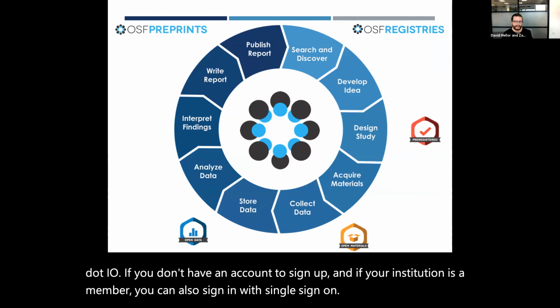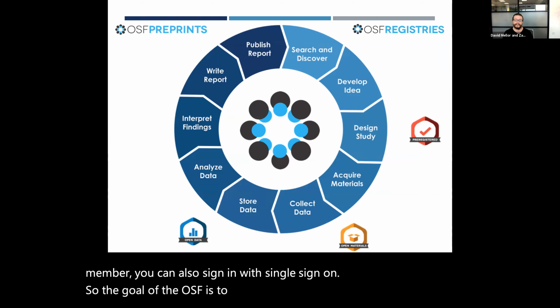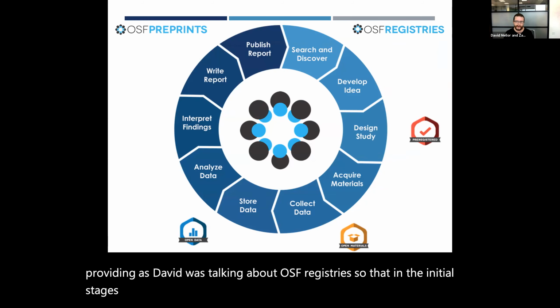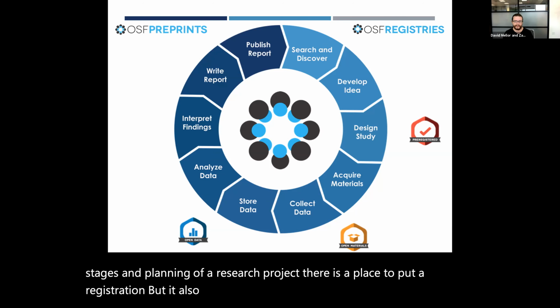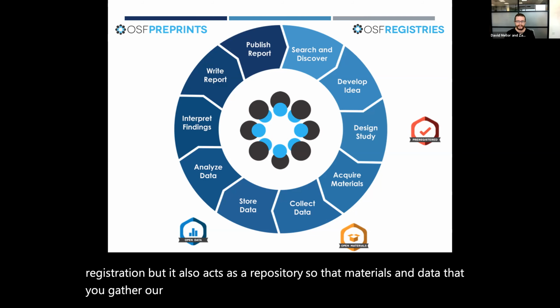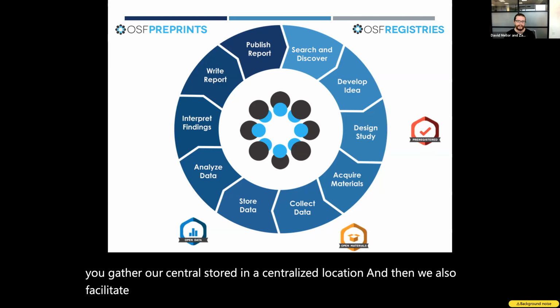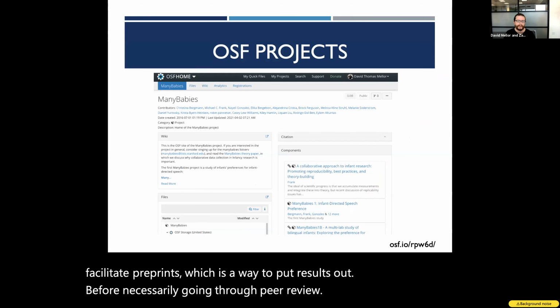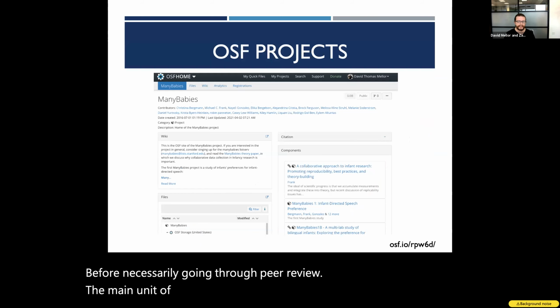So the goal of the OSF is to cover the entirety of the research lifecycle by providing, as David was talking about, OSF registries, so that in the initial stages and planning of a research project, there's a place to put a registration. But it also acts as a repository so that materials and data that you gather are stored in a centralized location. And then we also facilitate preprints, which is a way to put results out before necessarily going through peer review. The main unit of organization for the OSF is a project.